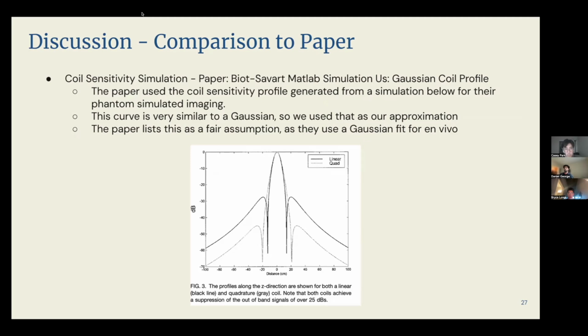So while the paper used this coil geometry for the simulations of their phantom, when they moved to real human images, they used a Gaussian fit to find the centers of each of the coils in the image. So the paper listed a Gaussian as an appropriate fit, so we used that.